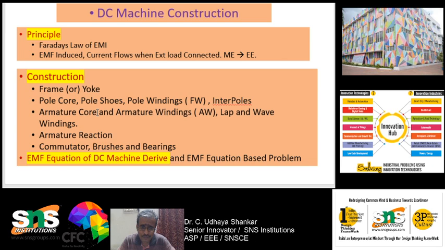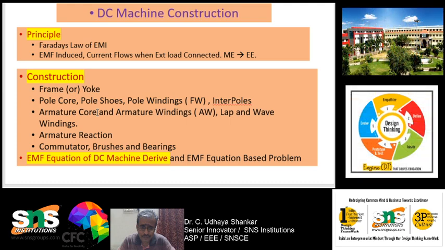Again we will be discussing the commutator. What is the use of this commutator? Because the EMF that is generated is AC, but what is a DC generator?